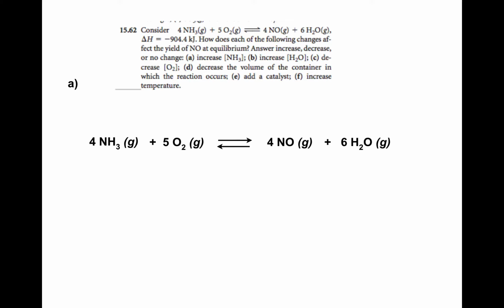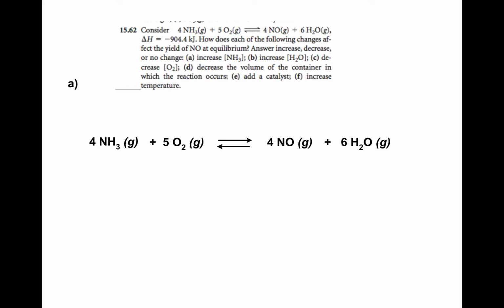All right, nitrogen monoxide is poisonous. So there could be a perfectly good reason for decreasing the amount of nitrogen monoxide, or I guess if you wanted, increasing the amount of nitrogen monoxide. So if we look at situation A, increase ammonia, what will that do to the concentration of nitrogen monoxide?